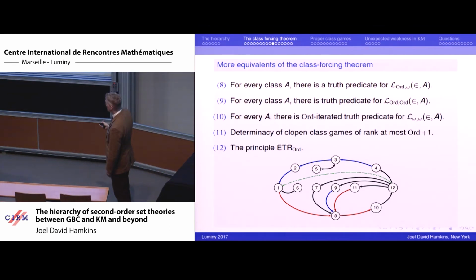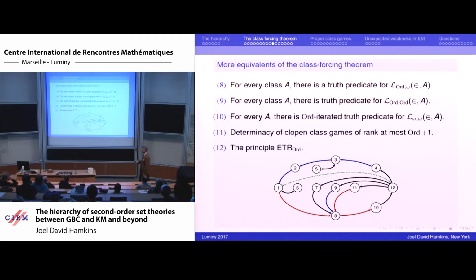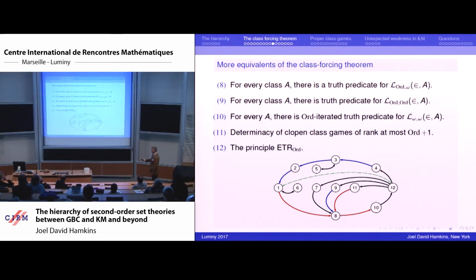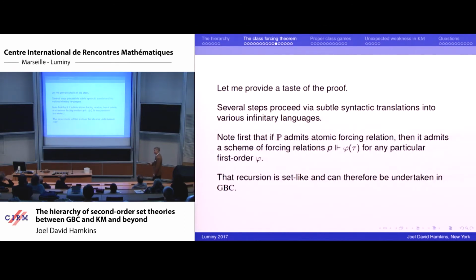So those implications are all very easy. The blue ones are easy. The red ones are much more substantial. Basically, ETROrd implies all of them by just pretty easy recursions. And the substantial part is really getting back to ETROrd from those other assertions. So I'd like to tell you a little bit about how that goes. It proceeds in several steps, and there are these tricky syntactic translations into the infinitary languages that we do in order to turn the forcing relation into these truth predicates and iterated truth predicates in order to recover ETROrd.